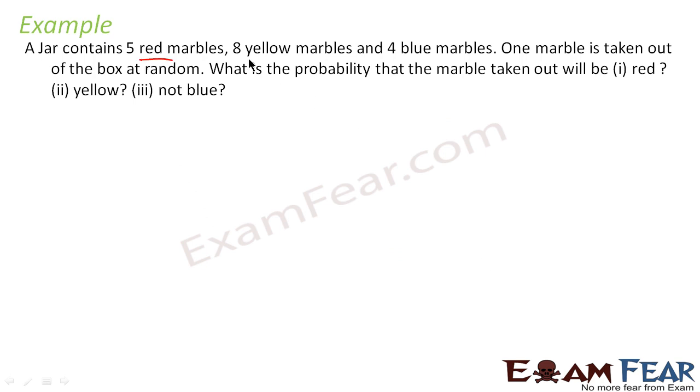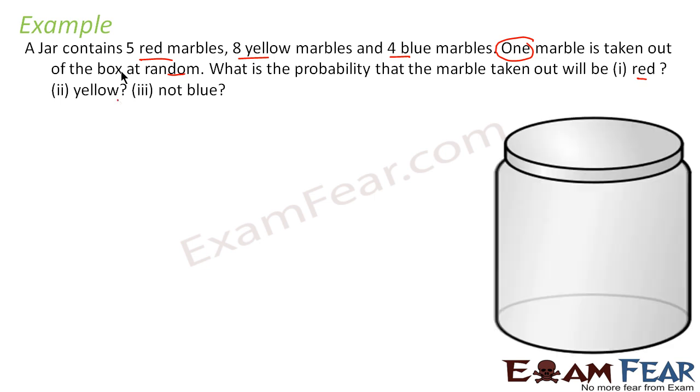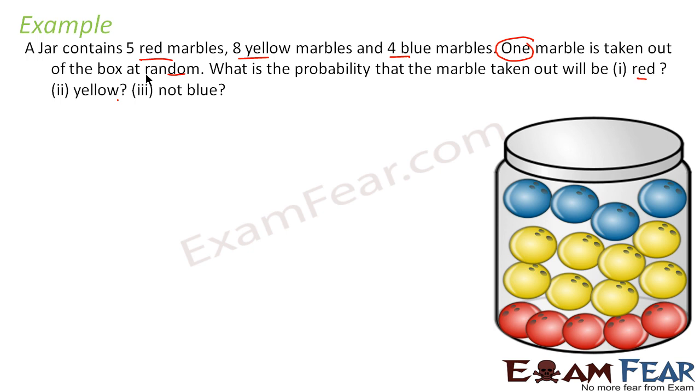A jar contains 5 red marbles, 8 yellow marbles and 4 blue marbles. One marble is taken out at random. What is the probability that the marble taken out is red, yellow or blue? So let's draw first. This is my jar. It has 5 red, then 8 yellow and 4 blue marbles. From this, I take out 1 marble. We have to find the probability that it is red.